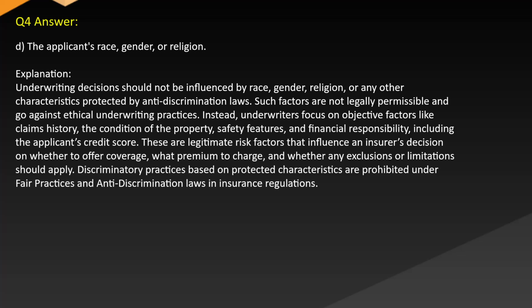Instead, underwriters focus on objective factors like claims history, the condition of the property, safety features, and financial responsibility, including the applicant's credit score. These are legitimate risk factors that influence an insurer's decision on whether to offer coverage, what premium to charge, and whether any exclusions or limitations should apply. Discriminatory practices based on protected characteristics are prohibited under fair practices and anti-discrimination laws in insurance regulations.